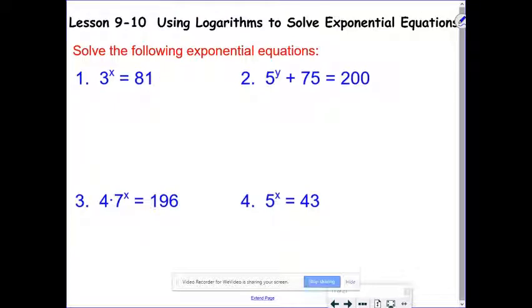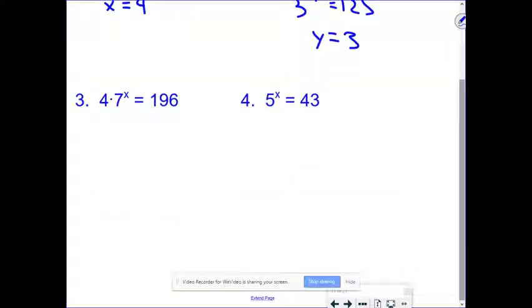So these we'll do together, especially 1, 2, and 3. So 1, 3 to what is 81? Okay, that's 4. And number 2, I'm going to have to move the 75 over, looks like. So I get 5 to the y is 125. So I think y is 3 there. In number 3, I'm going to have to get rid of the 4 first. So I divide by 4. I get 49, so x is 2.